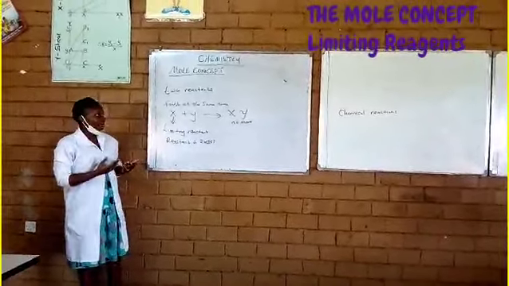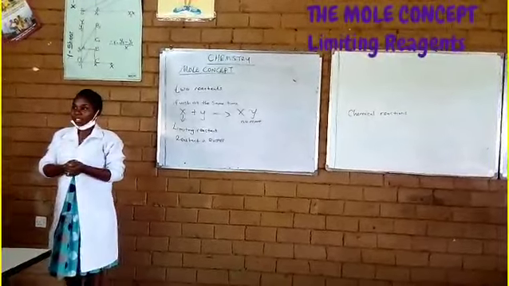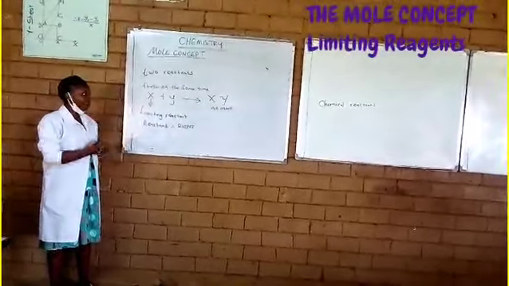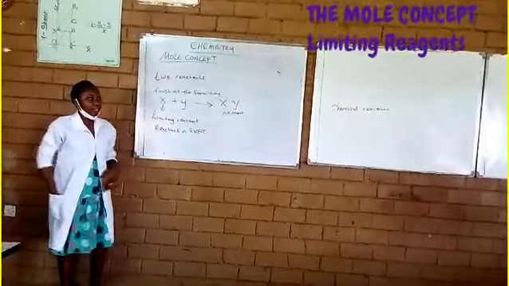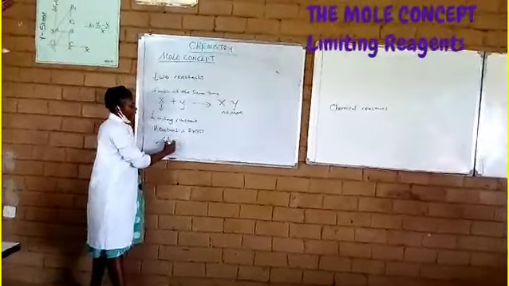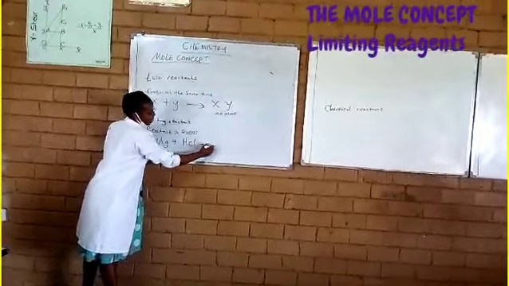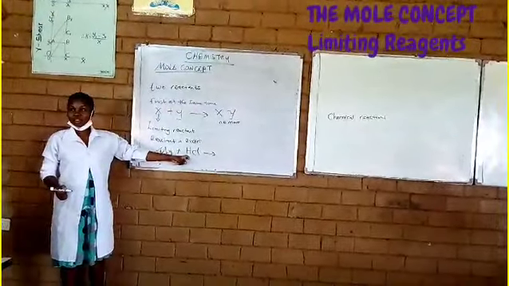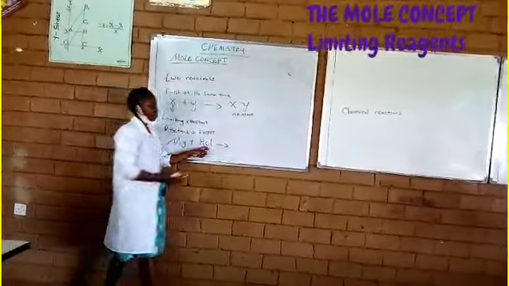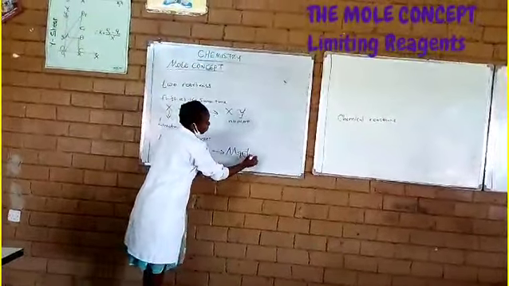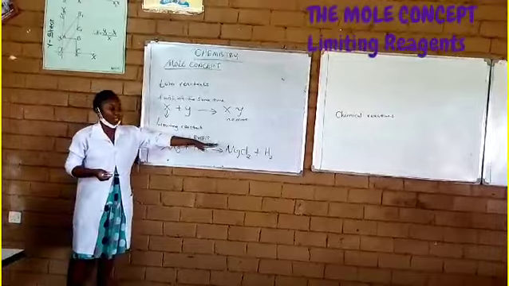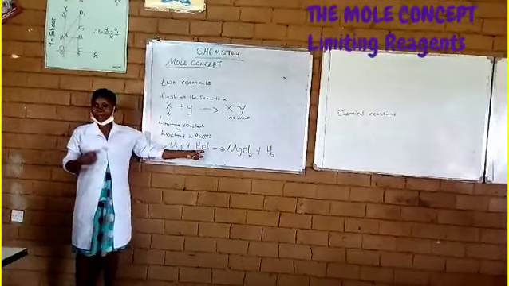Now, I'm saying that in most chemical reactions, we normally have two reactants, isn't it? For example, if we have magnesium reacting with hydrochloric acid, these two we are calling them what? Reactants, isn't it? Or reagents. When magnesium and hydrochloric acid react together, what are the products? Magnesium chloride and hydrogen gas. Those are the products when these two reactants react together.